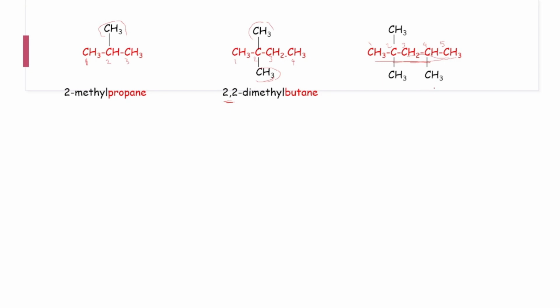So now we say this is pentane, with methyls at carbon number 2, at carbon number 2 again, and at carbon number 4, so we have 2,2,4-trimethylpentane, as you see. And don't forget to use commas between numbers and hyphens between a number and a letter.